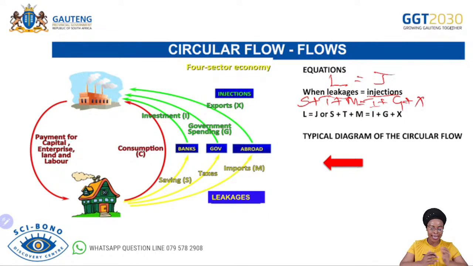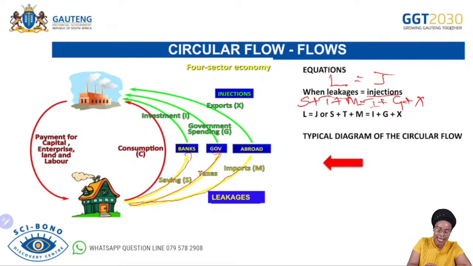So if you look at this particular diagram, you can see that if money is not used in the firms, money will be saved in the banks. Government will also collect tax from households and businesses and even the foreign sector. Government will collect that and we will call it taxation. Then when South Africans buy goods from foreign countries, it will be a leakage, as an M.